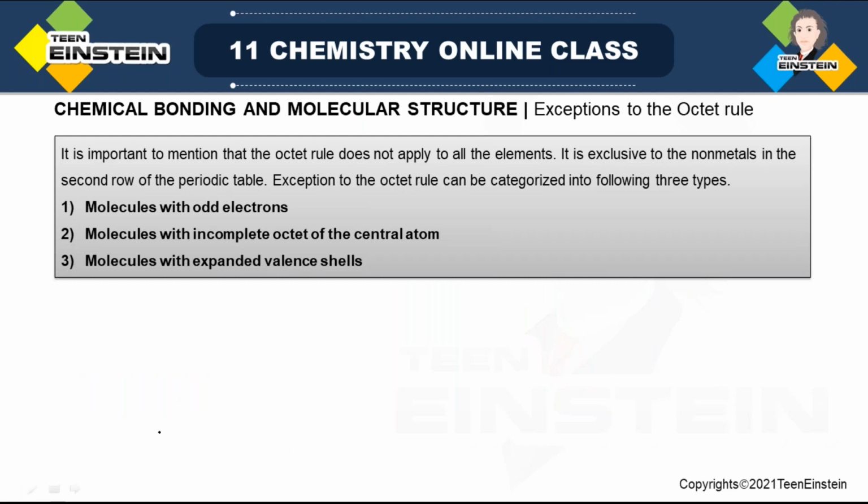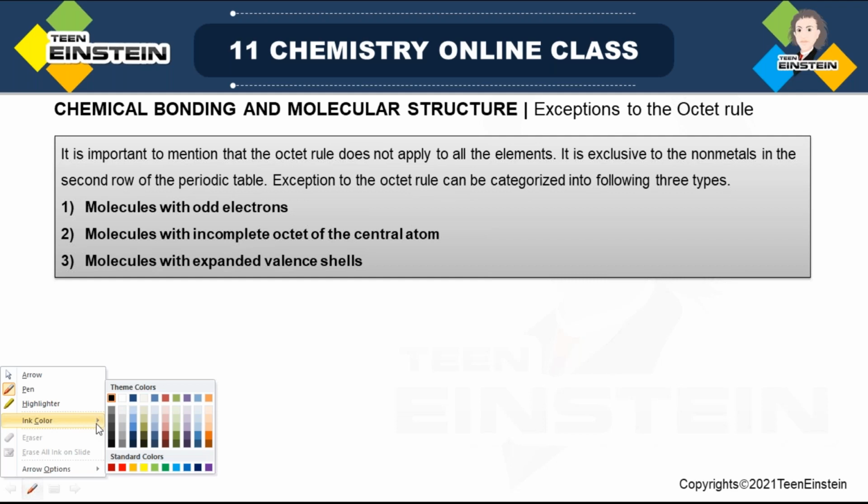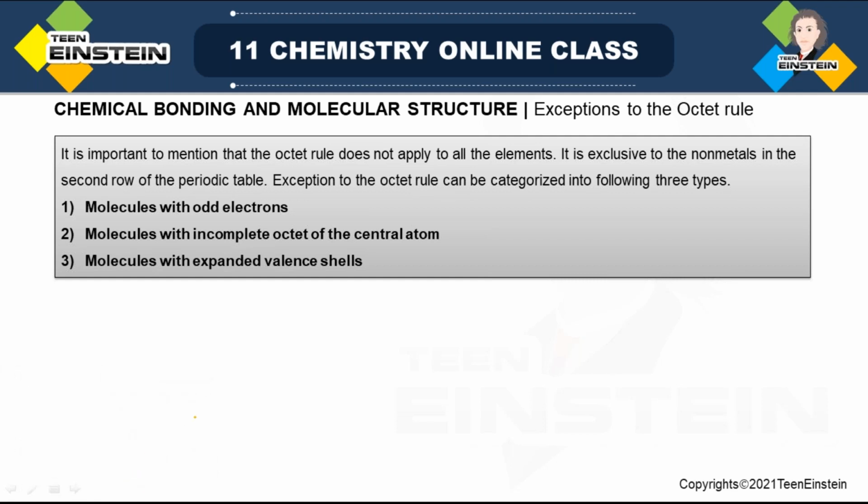Exception to the octet rule. So there is an octet rule we have seen, but there are some exceptions that we also have to know. It is not applicable for all the elements. It is exclusive for non-metals, and not just any non-metals. It is applicable only to the non-metals of the second row of the periodic table.